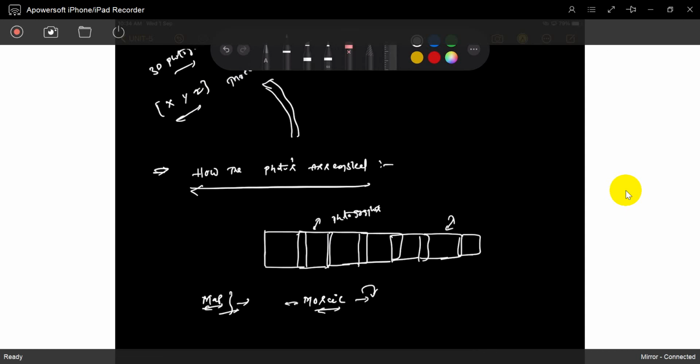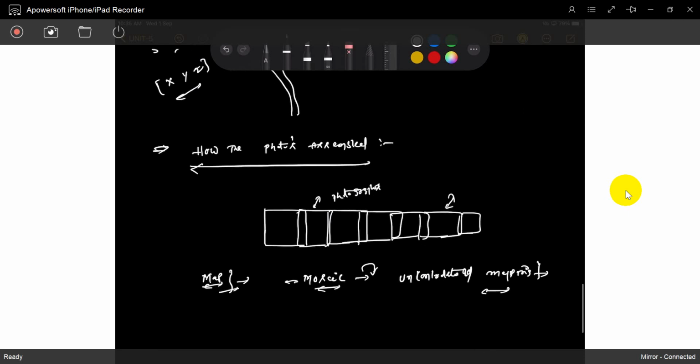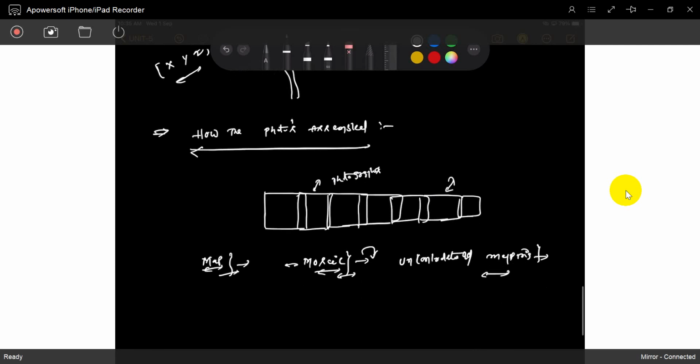Mostly we use the word mosaic for uncontrolled mapping. If you do uncontrolled mapping between those two photographs, you can call it a mosaic. So that is called a mosaic.